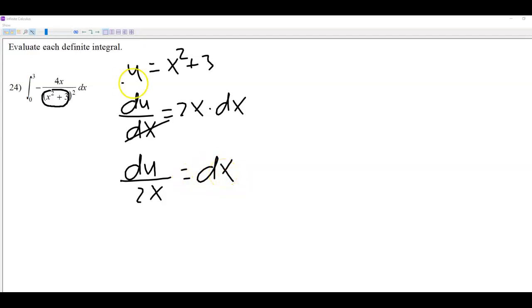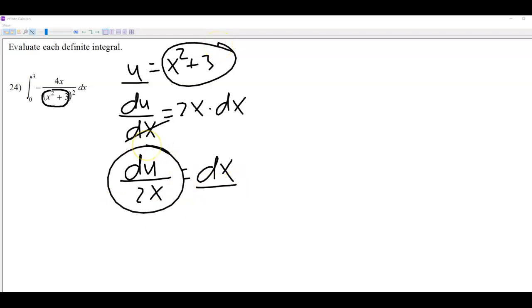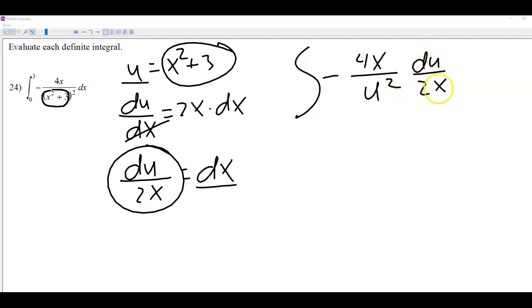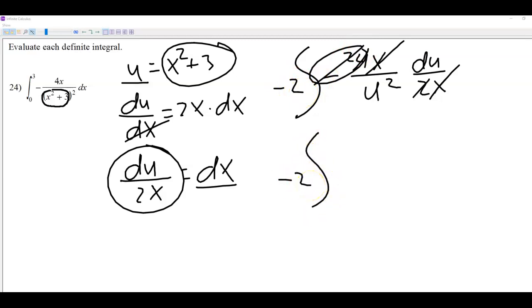So now I know that u is equal to this, and I know that dx is equal to this. So I can just replace each of those things in this little integral here. I can replace the x squared plus 3 with u, and I can replace the dx with du over 2x, and the x's go away, and 2 goes into 4 twice, so I have a negative 2, which we can take out to the front. Simplified, it would look like this.